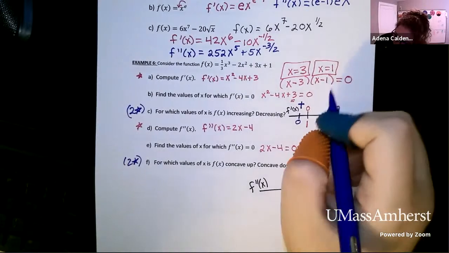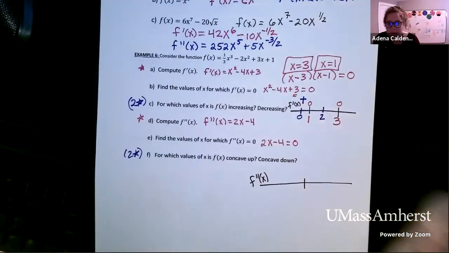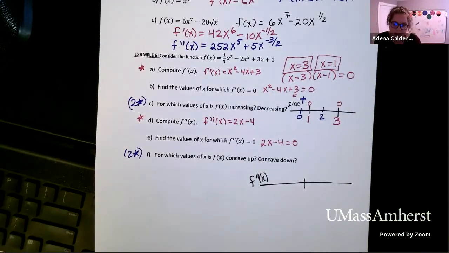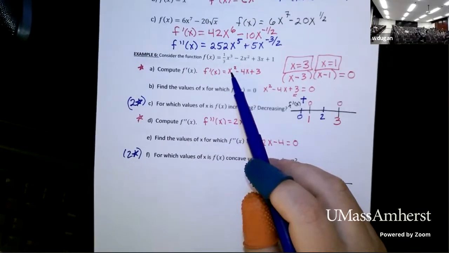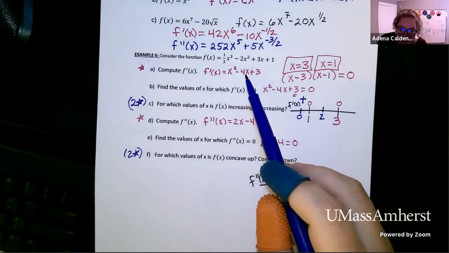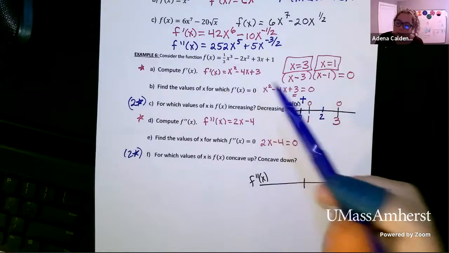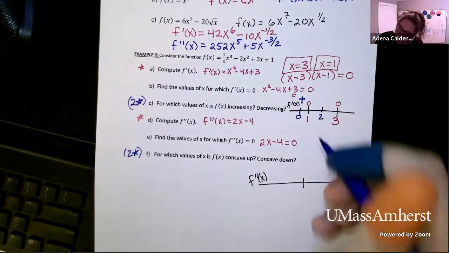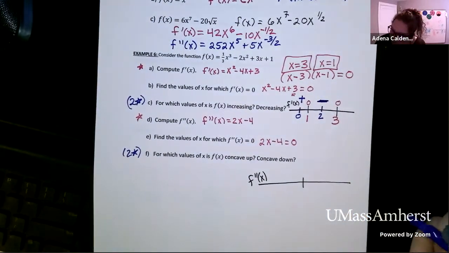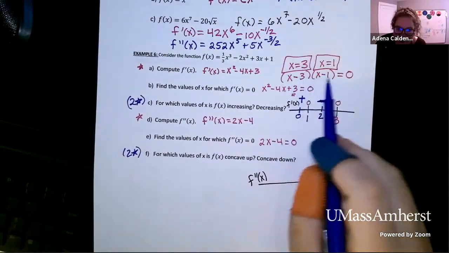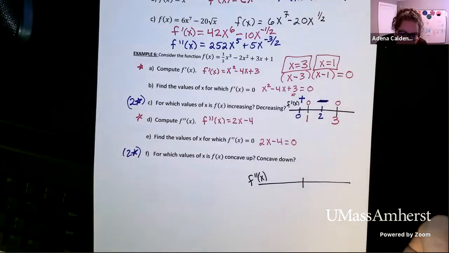Between 1 and 3, I need to test a number. I'm going to pick 2, right? I'm just trying to pick things that are convenient and easy for me to figure out. So if I were to plug a 2 in here, 2 squared is 4, 4 minus 8 is -4, -4 plus 3 is -1. Again, the 1 part doesn't matter, it's the negative that I'm after. I could also have plugged it into these factors and figured out if it was positive or negative that way.